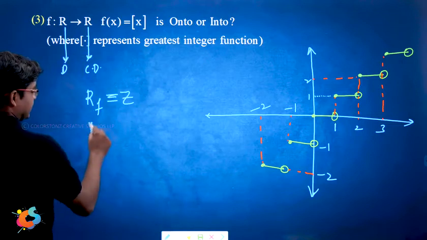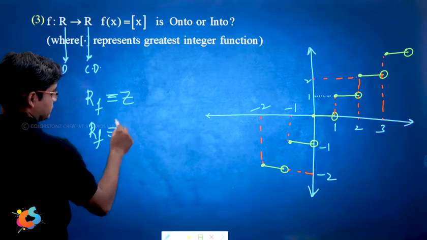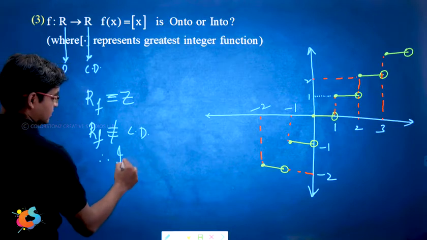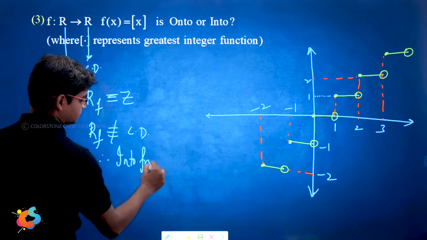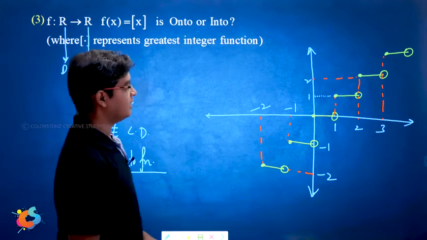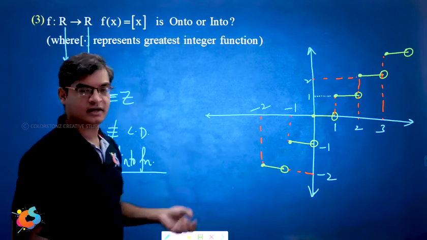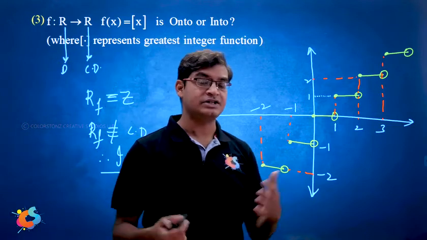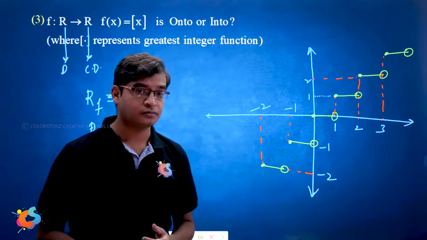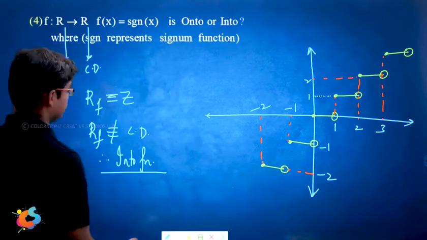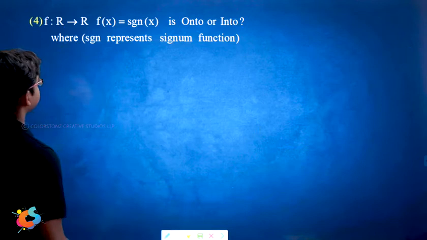So clearly we can see range of the function is not equal to codomain. So therefore, this is an into function. But if you have this graph in your mind, then you need not even draw it. Right away, you can give the answer. The range is set of integers. So therefore, it is an into function. Okay, so let us take one more question.